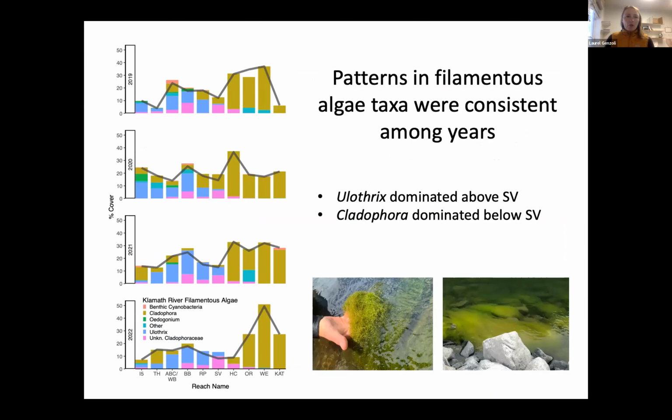These plots are for the 4 years of the survey, and they're just showing the percent cover by genus of algae. And you can see that at the upriver sites on the left of this graph, from I-5 to Syad Valley, we tend to see Eulothrix dominating, which is in this left picture here. And then downstream of Syad Valley, you get almost entire dominance by Cladophora. And so there are some trends here just in terms of who's succeeding, who's dominating that have fallen out in our data.